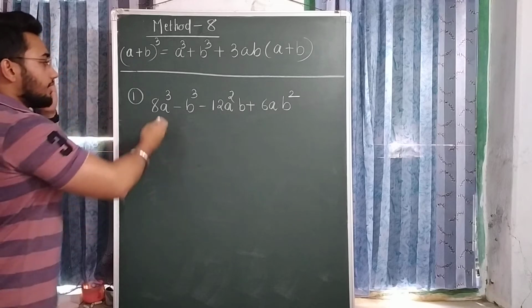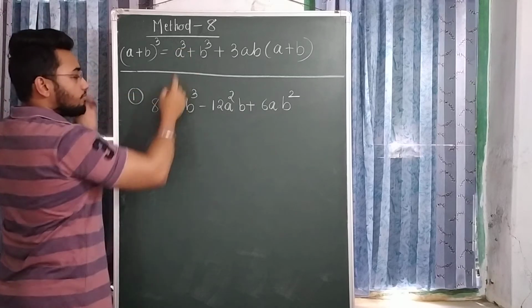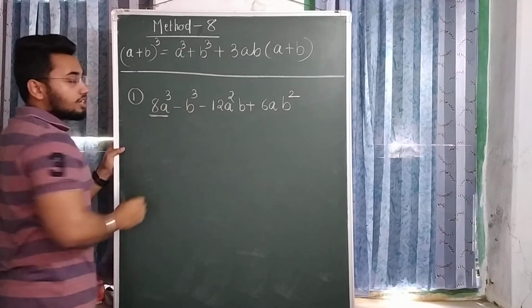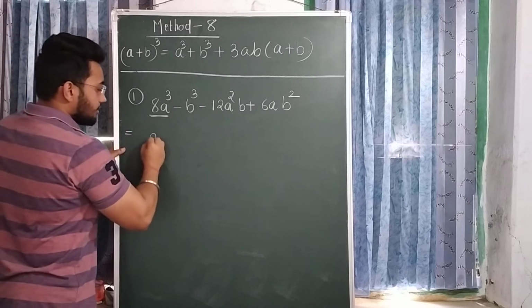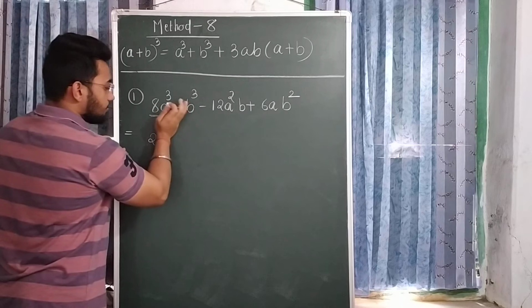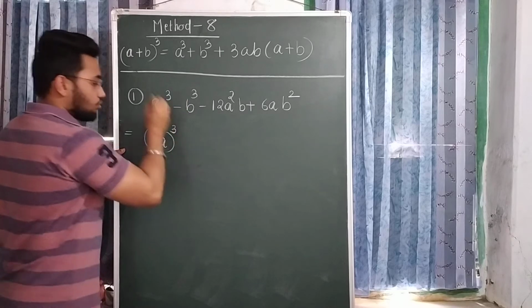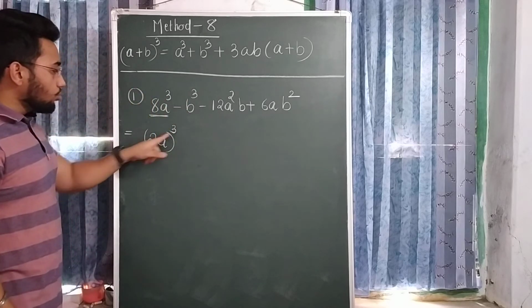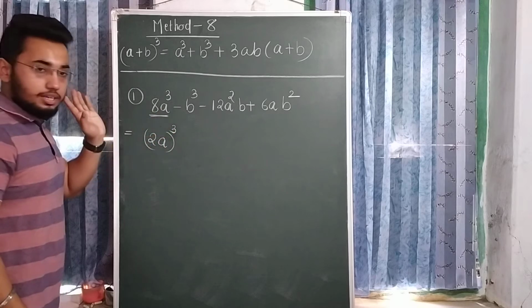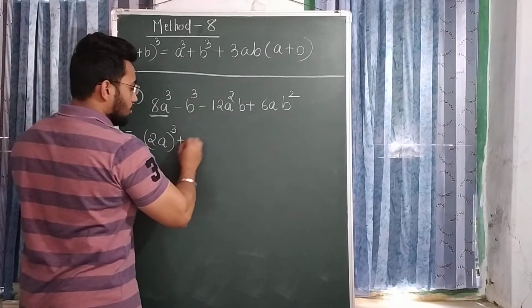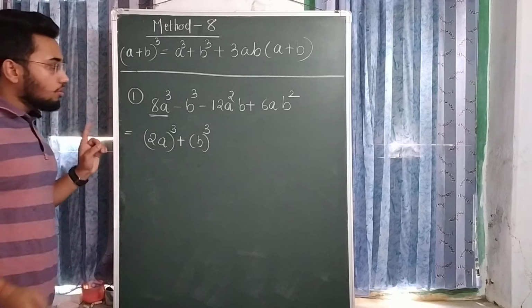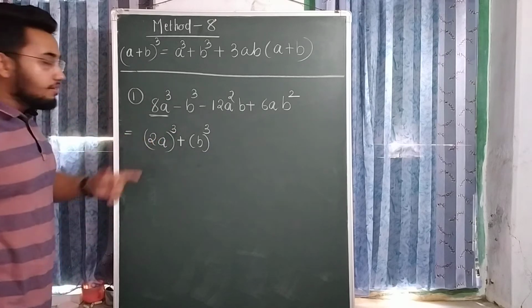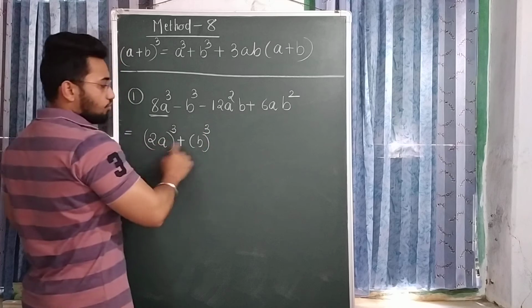Okay, let's compare this. A cube. So simple, 8a cube. Which number's cube is 8a cube? Obviously this is 2a cube. 2 cube is 8, a cube is a cube. B cube is a cube of b. C. First of all, I will take all the terms positive. Then after I will put sign. A cube plus b cube.